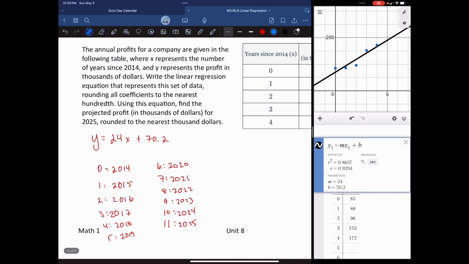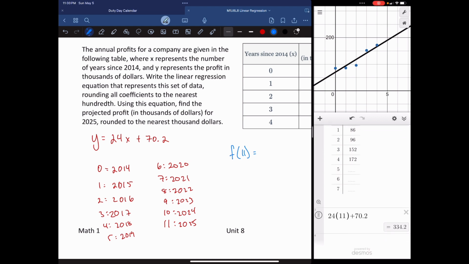So you can say f of 11 equals, where did my equation go? 334.2, and rounded to the nearest hundredth, so we don't have to worry about that. And this is what you type into Desmos. Okay.